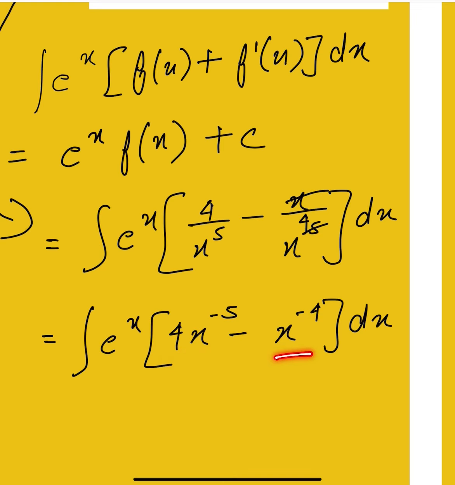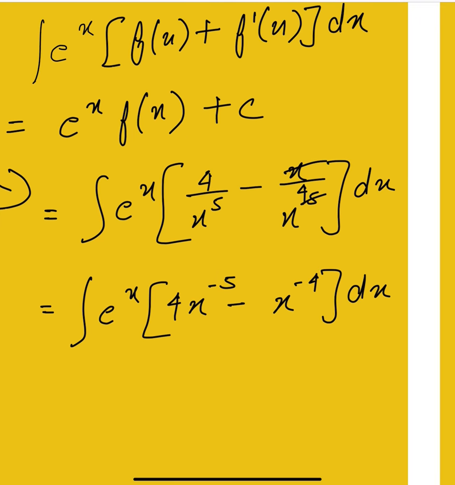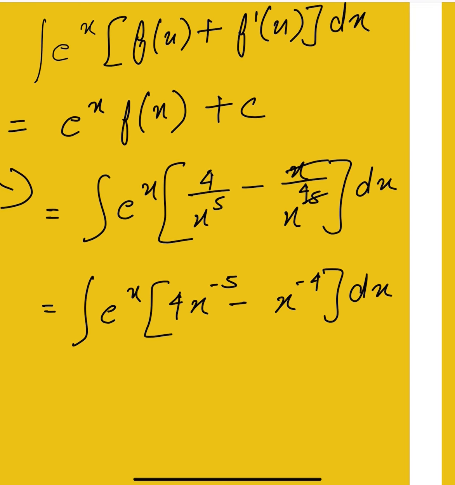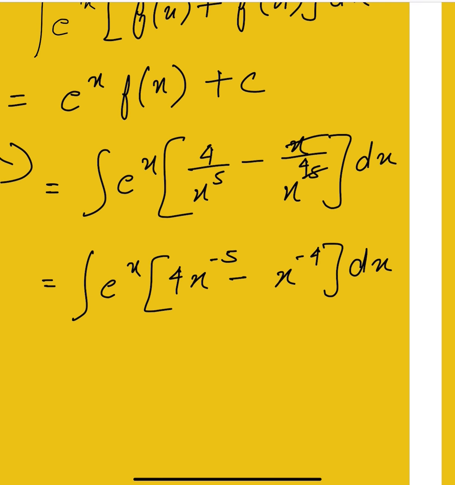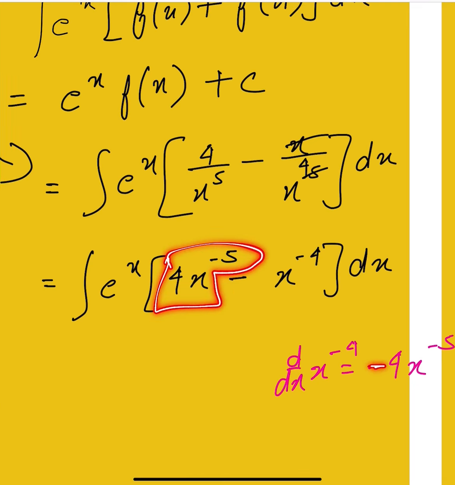It could be anything. x to the power minus 4 could be a differential of this or the other way around, because I hope you have already learned differentiation. So if you differentiate this part, what do you get? Let's differentiate x to the power minus 4. If you differentiate, what do you get? Minus 4 x to the power minus 5. So you see that you are getting this, but there is a minus sign which needs to be taken care of.